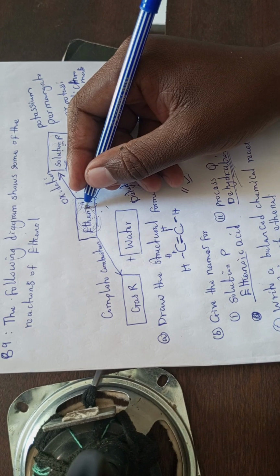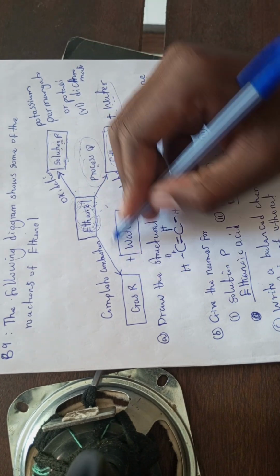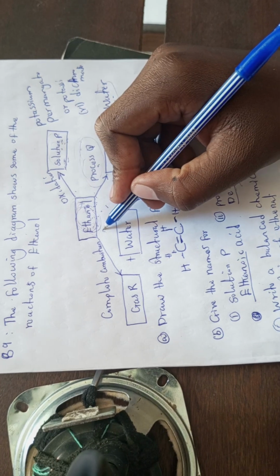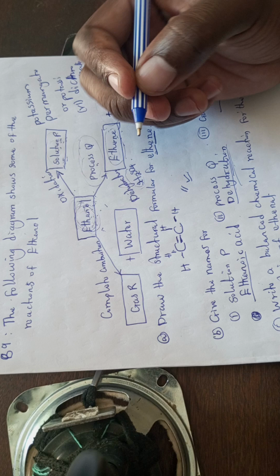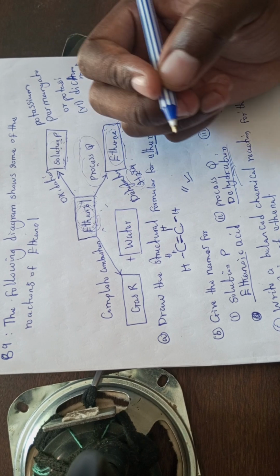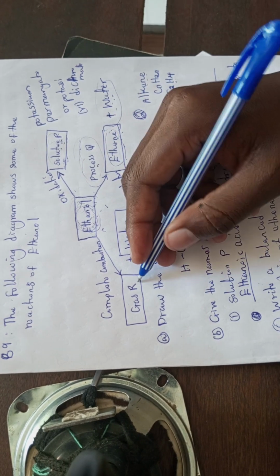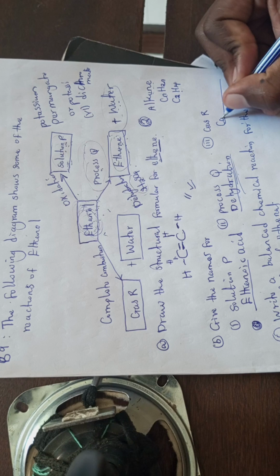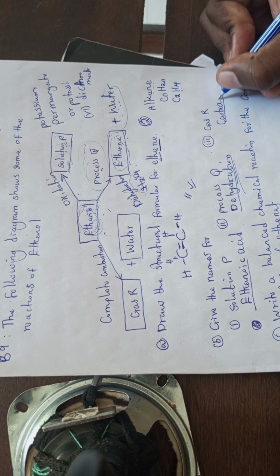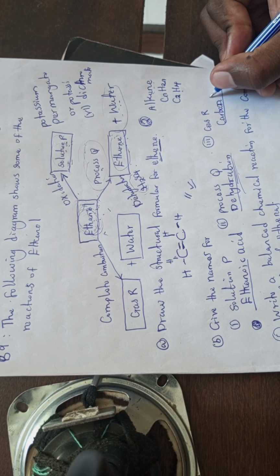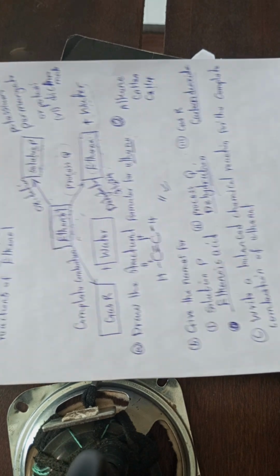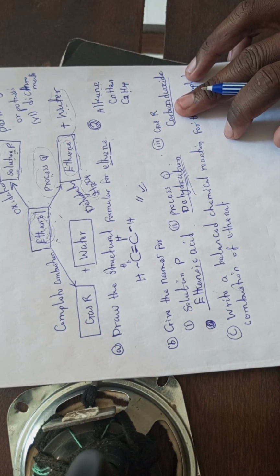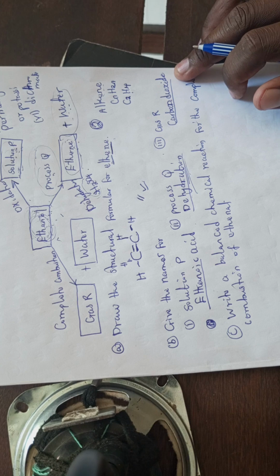Ethanol undergoing complete combustion, and we know that the only products of complete combustion are carbon dioxide gas plus water. So gas R is carbon dioxide.